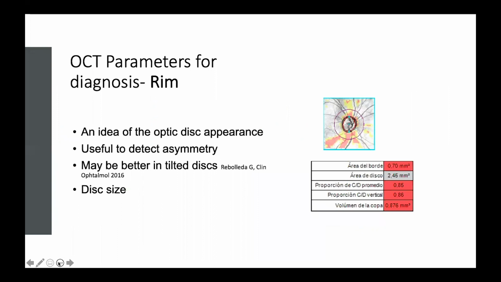These parameters have some strengths and some limitations, each of them. So for the rim, we will have first an idea of how the optic disc looks like, and we know that cupping is a very strong characteristic for glaucoma. Actually, this is what we will look at most of the times clinically. It will be very helpful for us to detect asymmetry. And sometimes it has been said in some studies that it could also be a better parameter in discs that are not completely within normal limits and that are tilted.